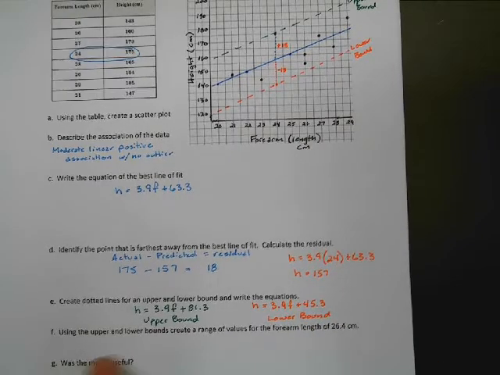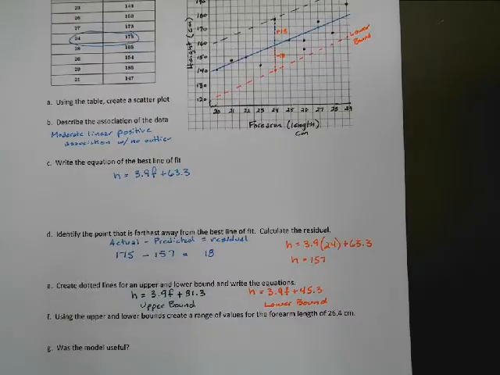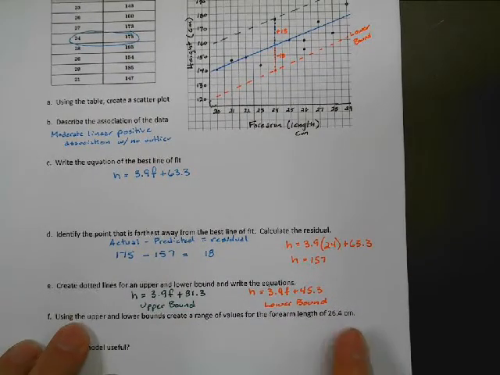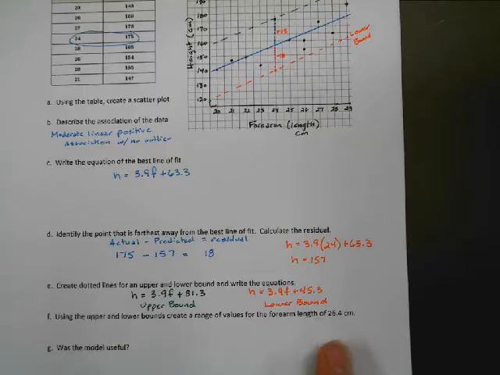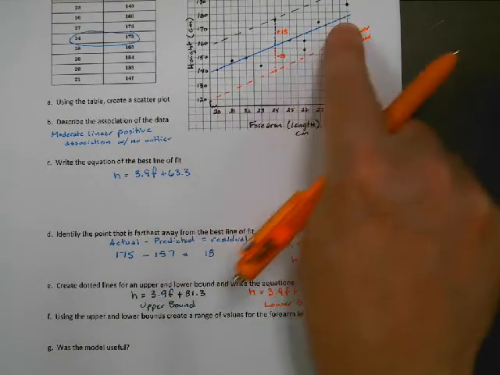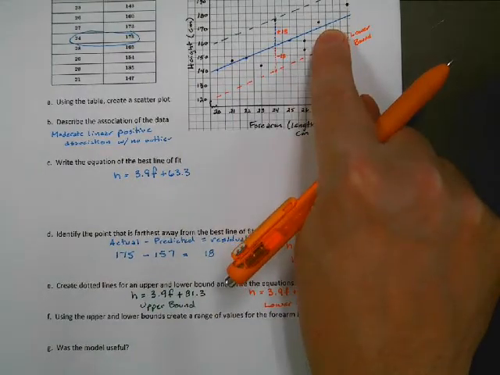All right, now we're going to get to this part and actually use our upper and lower bound. Using the upper and lower bounds, create a range of values for the forearm length. So here's what we're saying: the forearm that we found, that ulna bone that we found, was 26.4 centimeters.